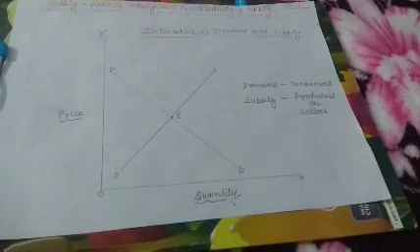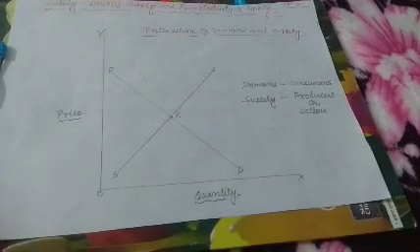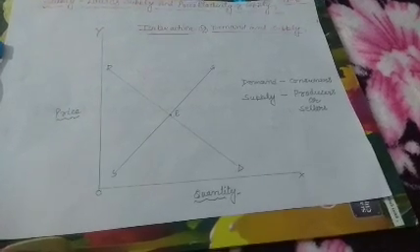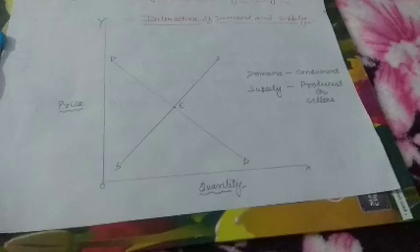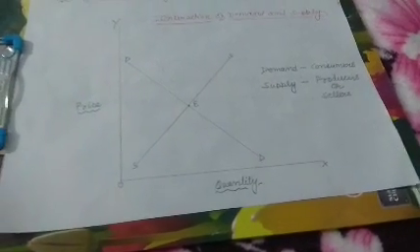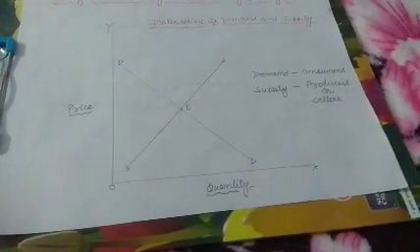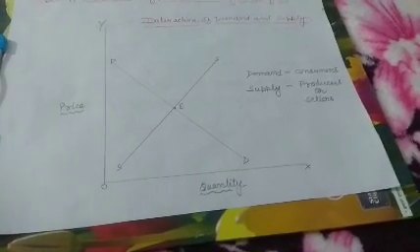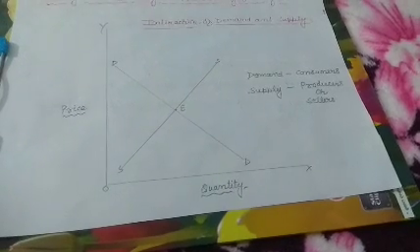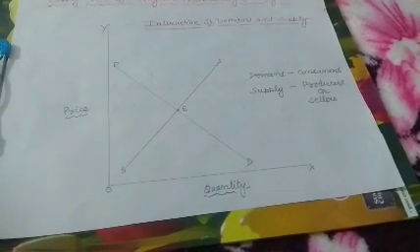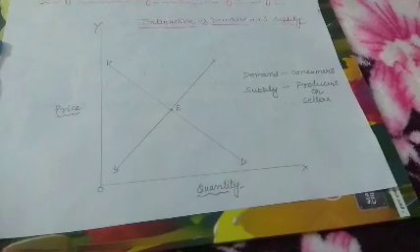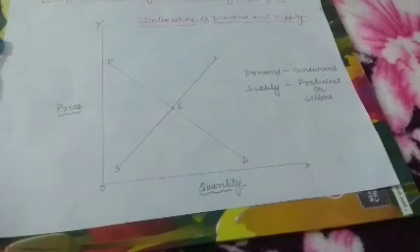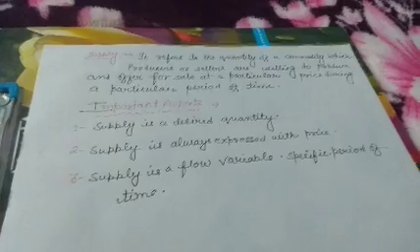It means that if price rises, supply will also rise. If price falls, supply will also fall. Because in the supply concept, you have to think according to the view of producers or sellers. Listen again, in the demand concept, you have to think according to consumers, and in the supply concept, you have to think according to the view of producers or sellers. Is it clear?